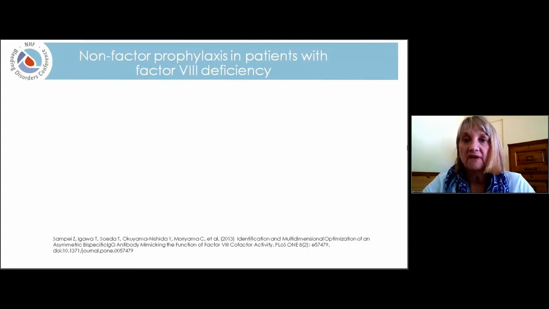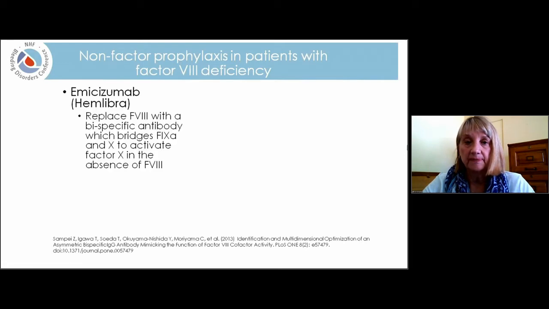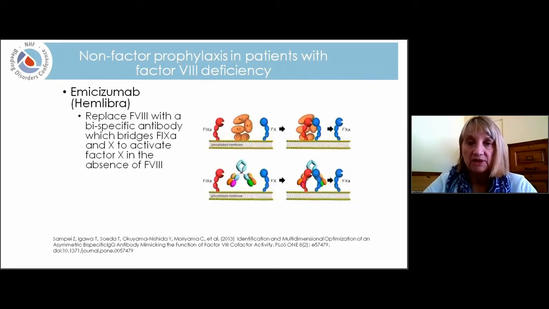So what is this non-factor prophylaxis in patients with factor 8 deficiency? The one that is licensed in the United States currently is called emicizumab, or Hemlibra. And if you think back to those dominoes I showed you where you had that hole where you couldn't complete the clotting cascade, this particular product actually bridges between factor 9A and factor 10 to make a clot, and that's what we need it to do.